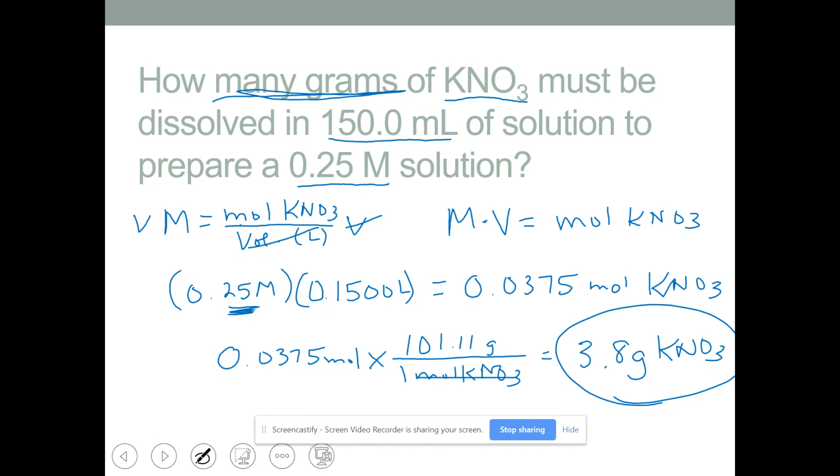Now, this is a very common task that you might have to do in a lab, maybe in a science fair project, maybe in college, prepare some of your own solutions for a lab. And if you know how much of the solution you need and what molarity, this is how you would go about calculating how much solute you need to weigh out. And then you would weigh this amount of KNO3 on the balance and then dissolve it in 150 milliliters of water. And that would be your solution, your 0.25 molar solution that you need.